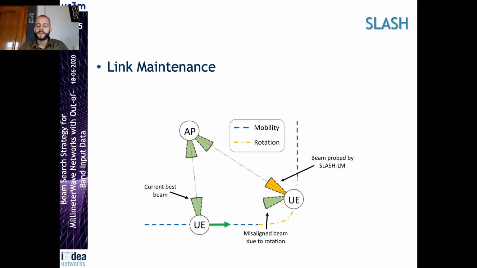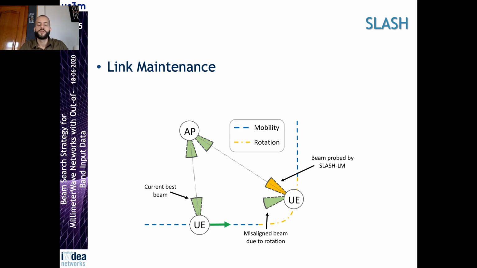For link maintenance, what we propose is to update the sector using, as I said, output data from an inertial sensor such as the gyroscope for the rotation. Here, as we consider a static access point, the only problem is on the user side, which needs to update the antenna sector. In this case, as you see from the picture, during user mobility, as soon as the system observes a drop in the signal quality, the estimated angle from a rotation is provided.